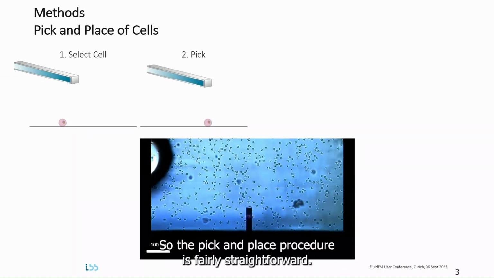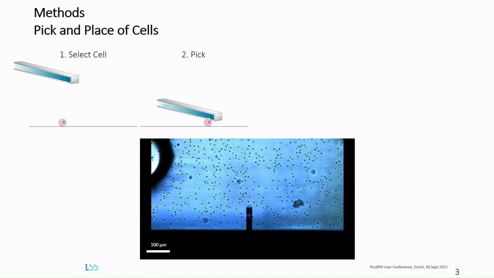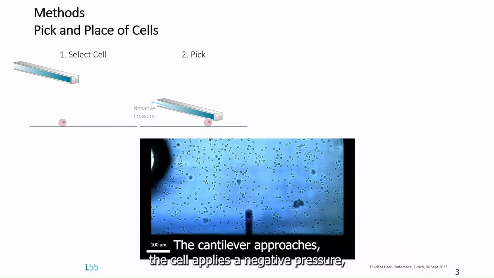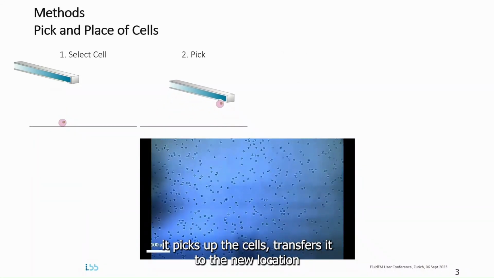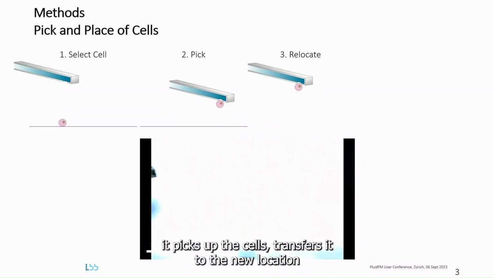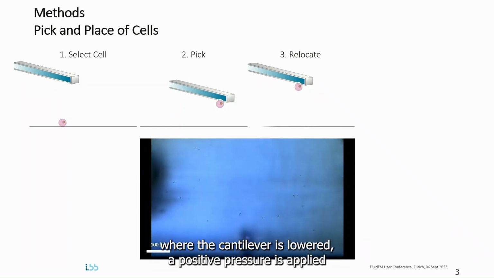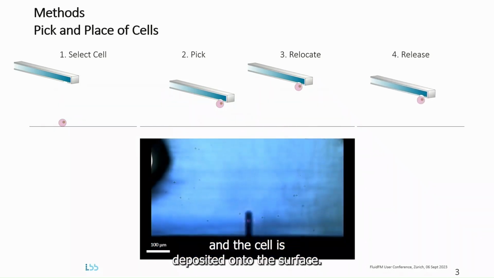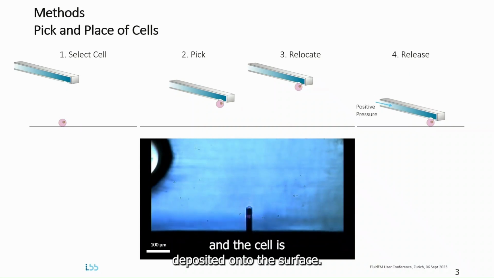So the pick-and-place procedure is fairly straightforward. The cantilever approaches the cell, applies a negative pressure, picks up the cell, transfers it to the new location where the cantilever is lowered, a positive pressure is applied, and the cell is deposited onto the surface.